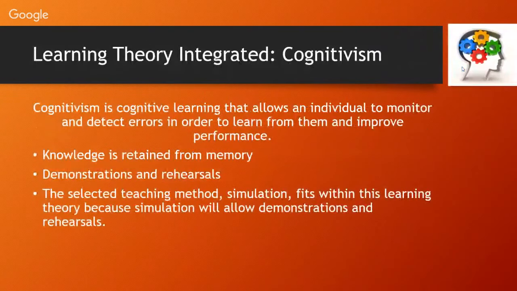The learning theory that was chosen was cognitivism. Cognitivism is cognitive learning that allows an individual to monitor and detect errors in order to learn from them and improve performance. Knowledge is retained from memory. Demonstrations and rehearsals are beneficial. The selected teaching method, simulation, fits with this learning theory because simulation will allow demonstrations and rehearsals.